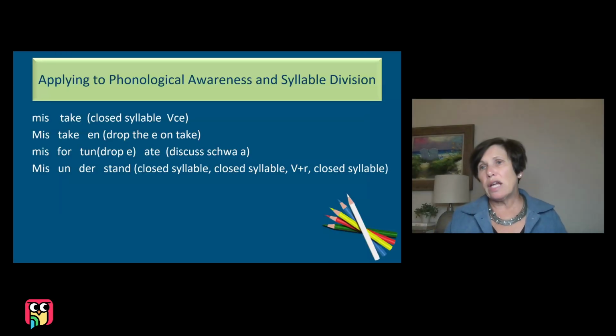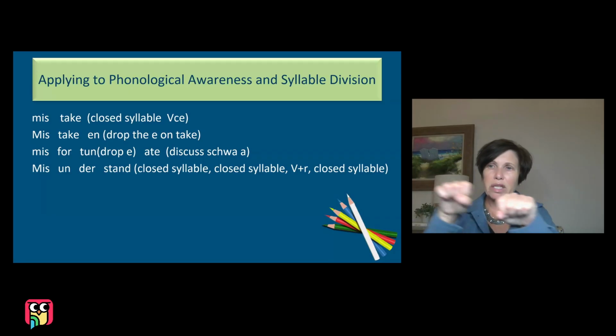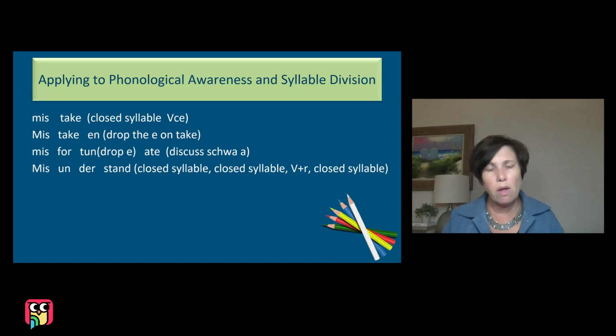So let's apply this to phonological awareness and that syllable division. So mistake would be a closed syllable with a vowel consonant E in the root word. Mistaken, we got to drop the E on take to add the EN affix to the N. Misfortunate, we're going to drop the E to add the ATE. Misunderstand, we have a closed syllable on the MIS, meaning the consonants at the end to make it a short vowel. We have the same thing for un and the same thing for stand. And then we have a vowel plus R for the DER.